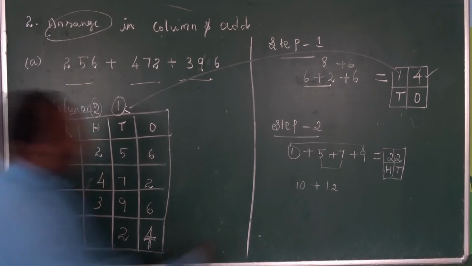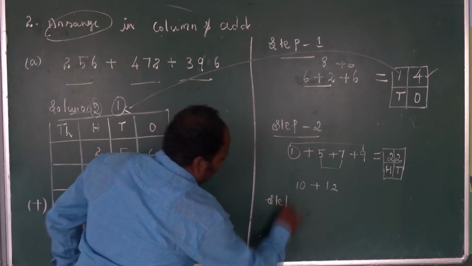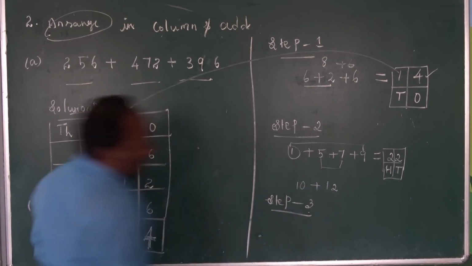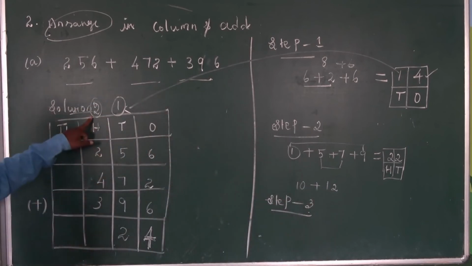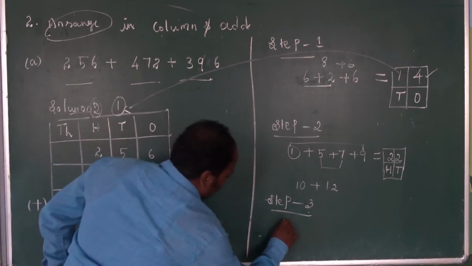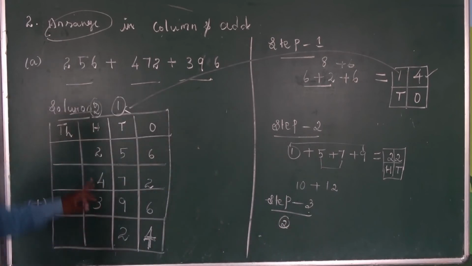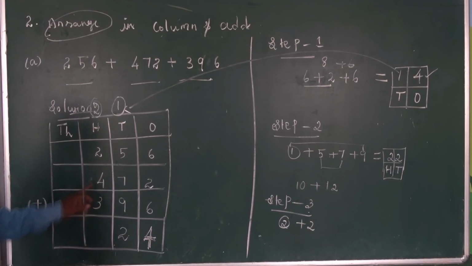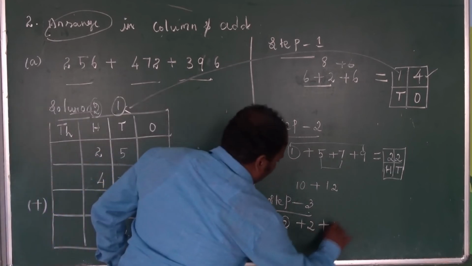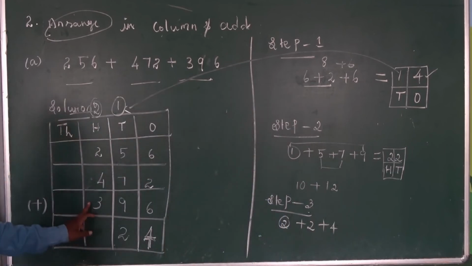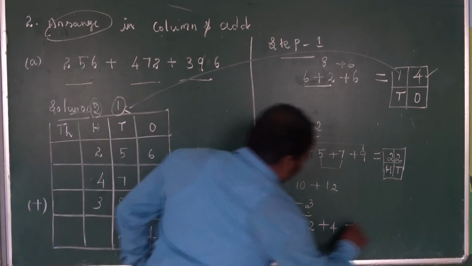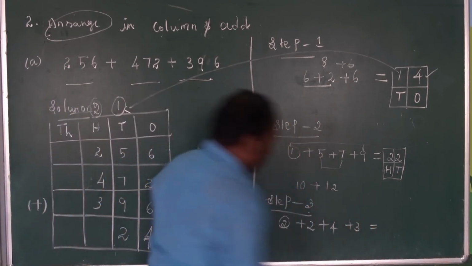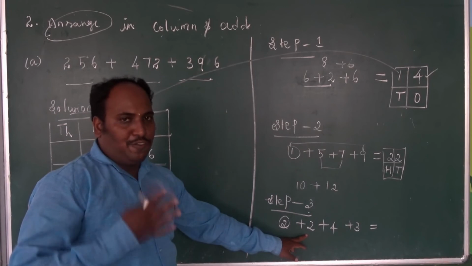Next is step 3. We add the hundreds place. Our hundreds place has the carry over number 2. That means 2 hundreds plus 2 hundreds plus 4 hundreds plus 3 hundreds.